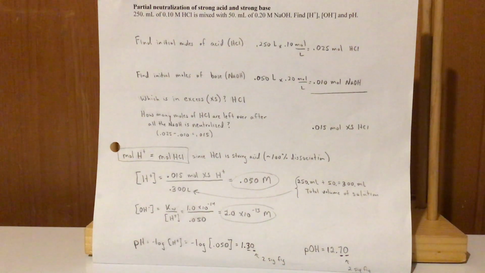We are going to look at a partial neutralization of a strong acid and strong base. So in our titration, we did a neutralization where at the end point, moles of acid equals the moles of base, or moles of H+ equaled moles of OH-, so therefore the pH was 7.